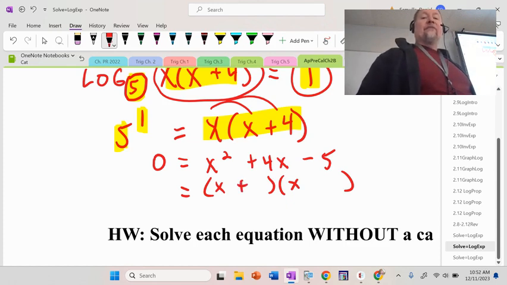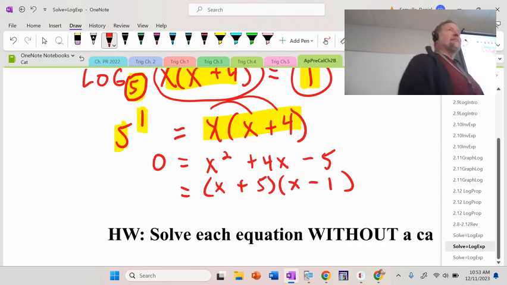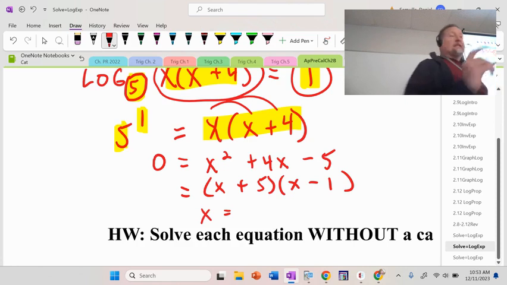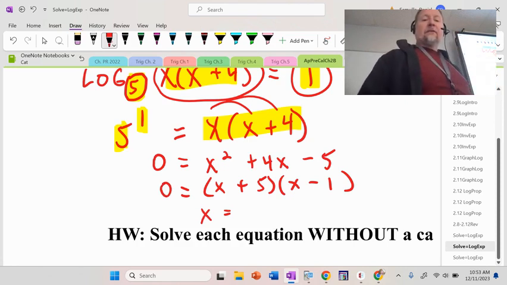It's 5. Sorry, it's 5 and what? -1. X squared, negative x, 5x, and then -5. And then what does that mean x actually equals? Now this is going to be easy to check. X equals -5. Sorry, I lost my 0 there. So you set this equal to 0 and solve.